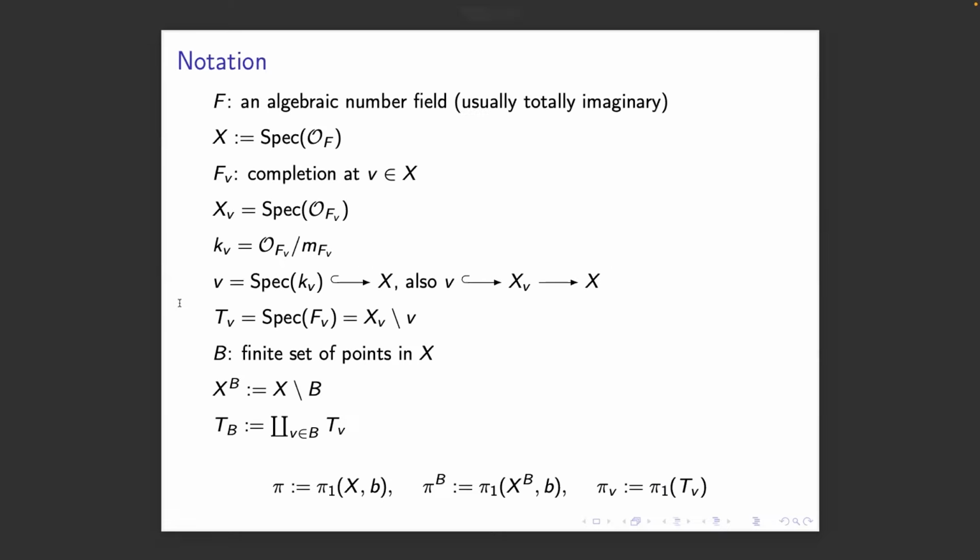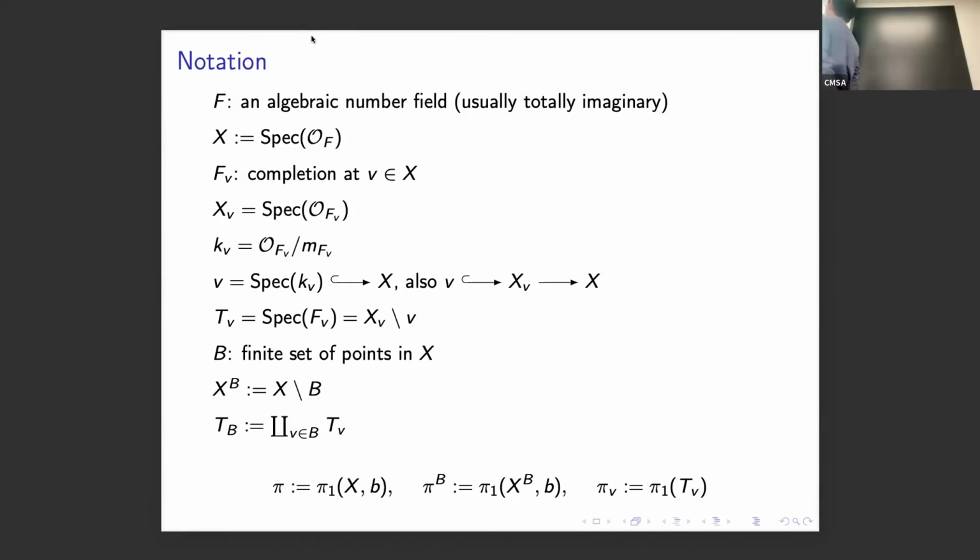Nonetheless, I'll start with this very dry looking slide of notation. Mostly I put this together to keep myself disciplined, because I find it very hard to use notation consistently. So I'll try to consistently use F for an algebraic number field, and oftentimes they'll be totally imaginary to avoid some cohomological complications. O of F is the ring of algebraic integers inside F, and I'll denote by X its spectrum.